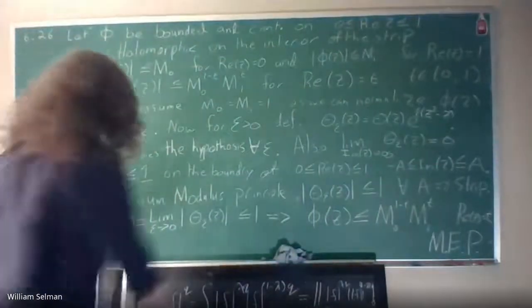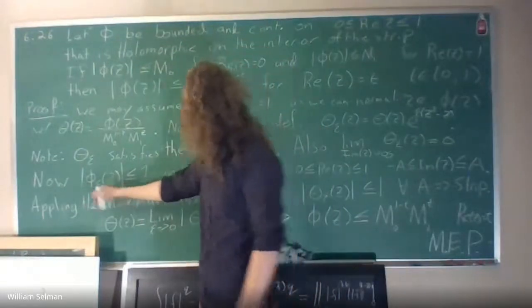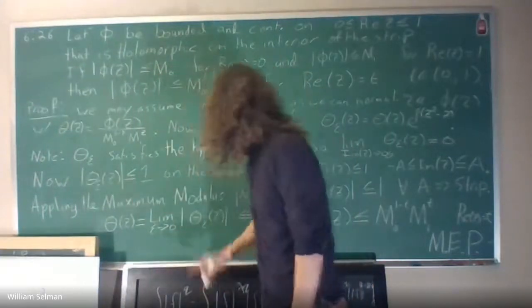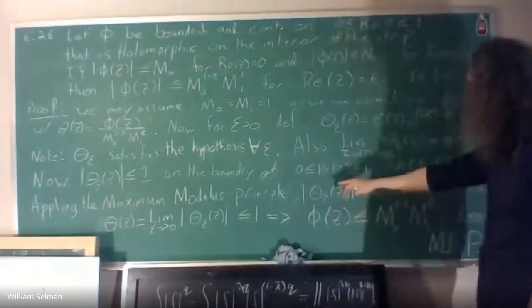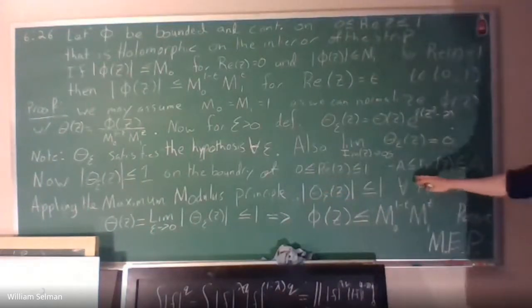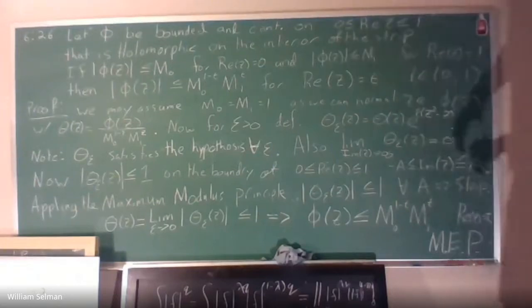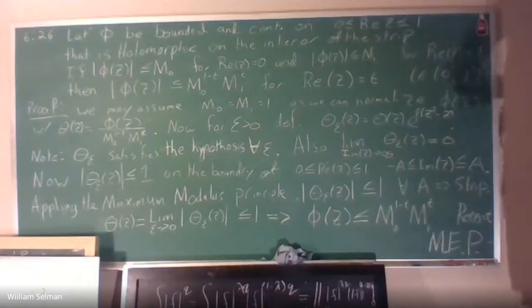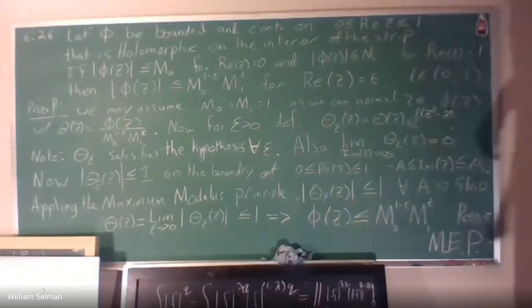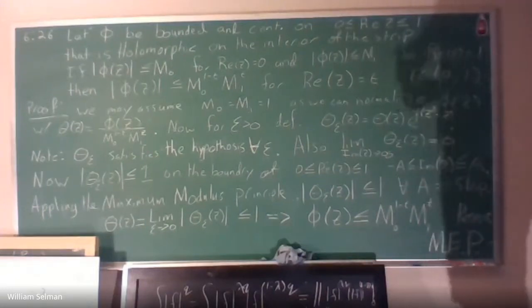So now, what we have is that theta sub epsilon of z is less than or equal to 1 on the boundary of the rectangle that's bounded by our strip, and in the imaginary direction by negative a and a, where a is taken to be some arbitrarily large number that is large enough for this condition to hold, because again we have that this limit is going to 0. So we can ensure that it eventually gets less than 1 by picking a sufficiently large a.